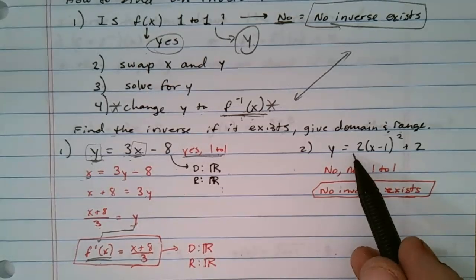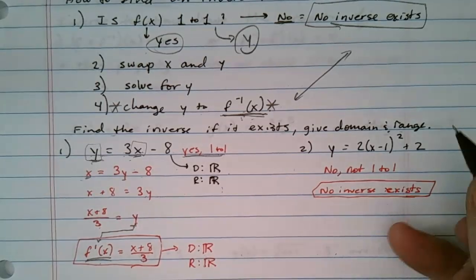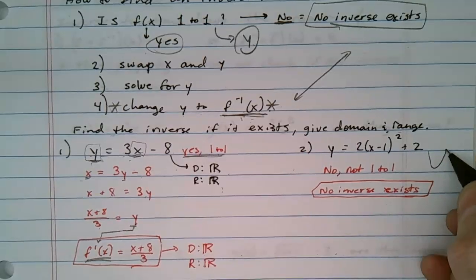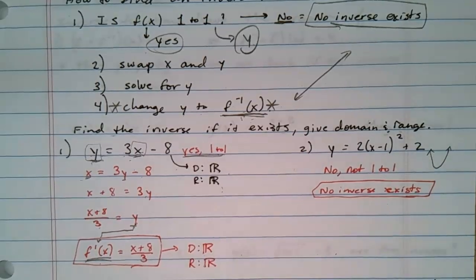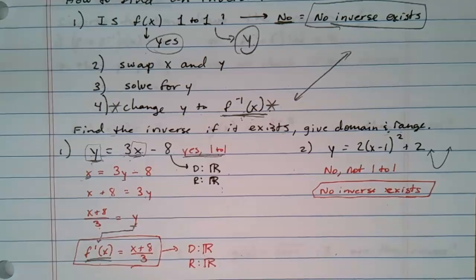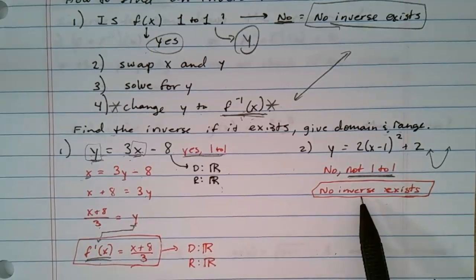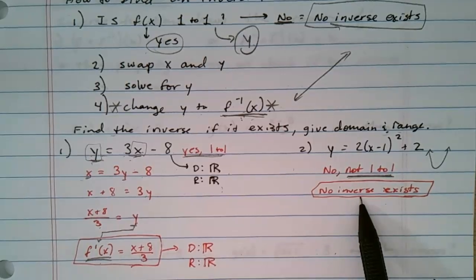Question number 2. y equals 2 times (x minus 1) quantity squared plus 2. I look at this graph and immediately I recognize it makes a parabola. It passes the vertical line test. It does not pass the horizontal line test. Therefore, it is not 1 to 1, and no inverse exists. And that's the answer to that question, and I move on.